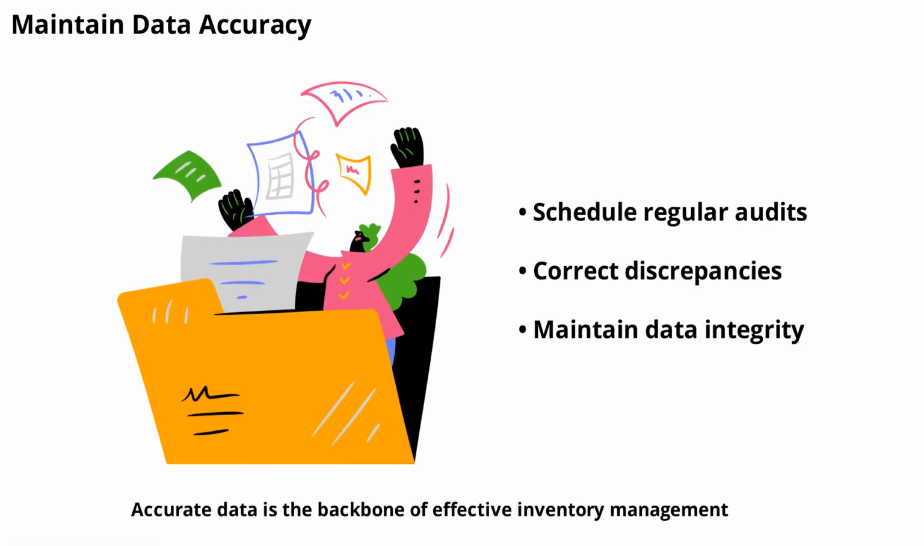Accurate data is the backbone of effective inventory management. Establish regular data audits to check for discrepancies, outdated information, or missing items. Encourage your team to report errors and update records promptly to maintain data integrity.